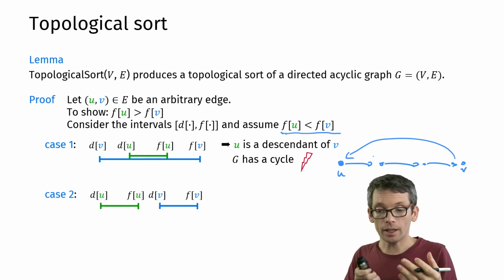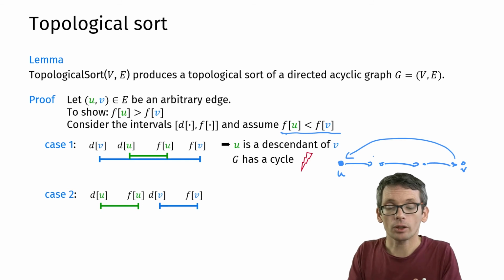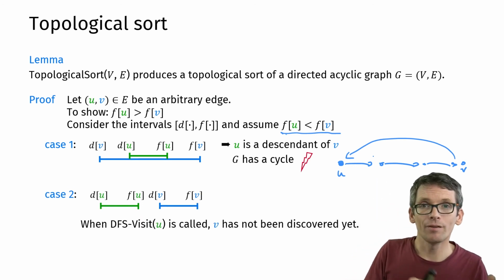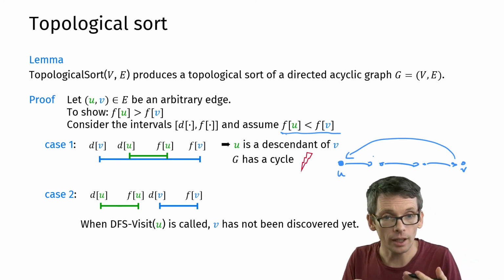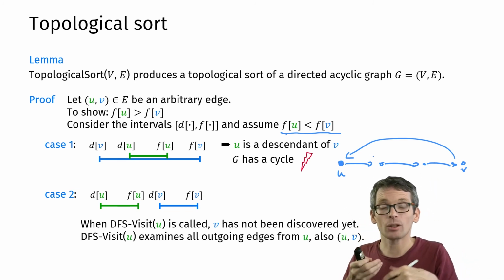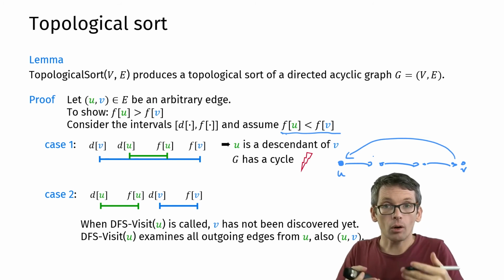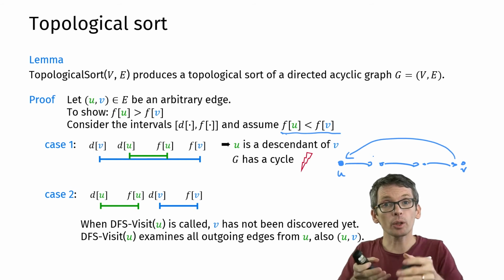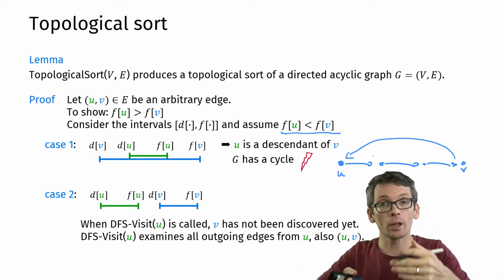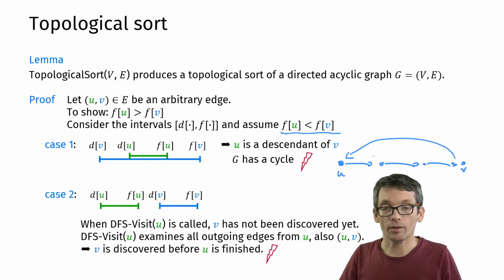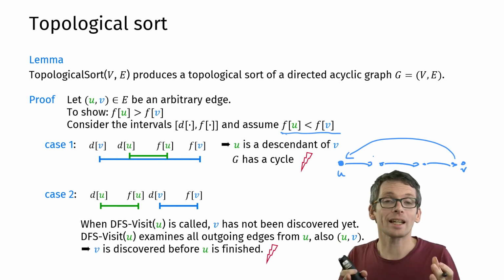Now the other case is that I have the structure like this. But then when I visit u, v hasn't been discovered yet. But that means that when we call depth first search visit on u, we should also at some point examine the edge uv, and at that point, during the recursive call of u, discover v. So we cannot get this parenthesis structure. So also this case cannot happen.